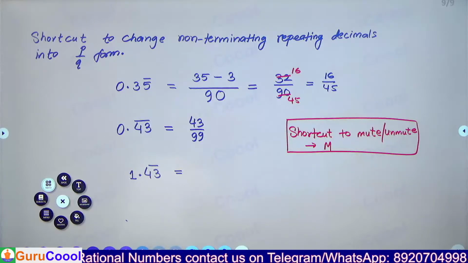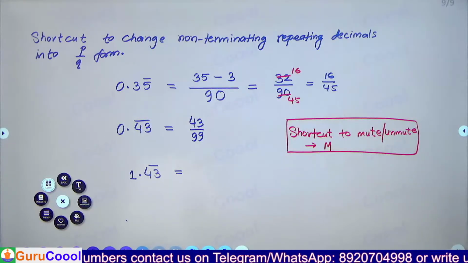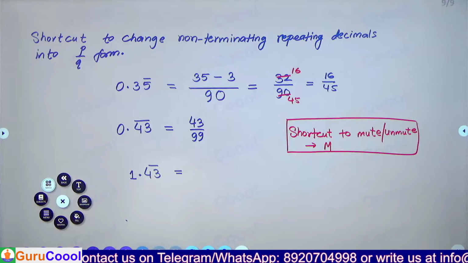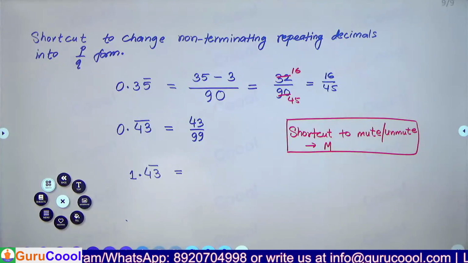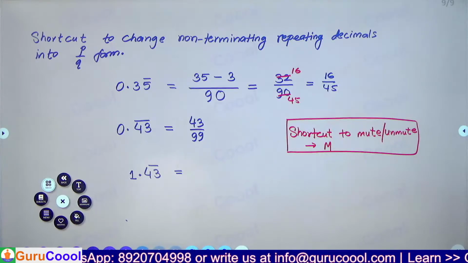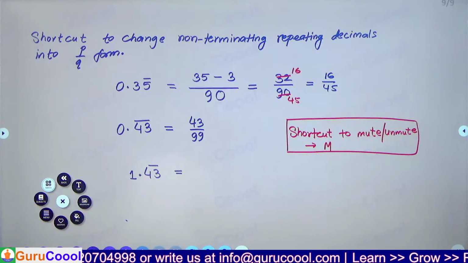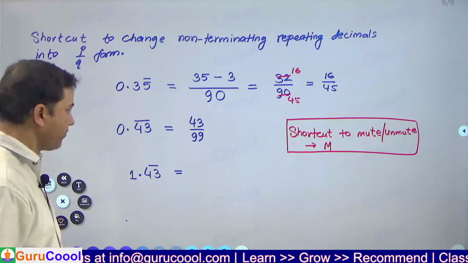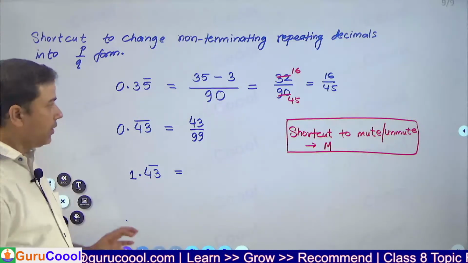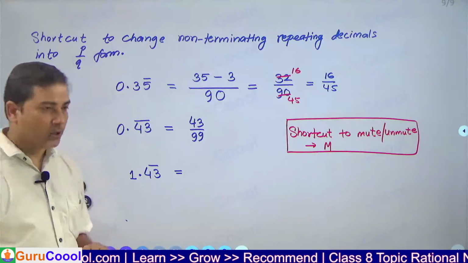So 143 by 100. You got 143 by 100? No, sir, I got 7 upon 165. 7 upon 165 doesn't seem to be correct. Okay, let me repeat the process.